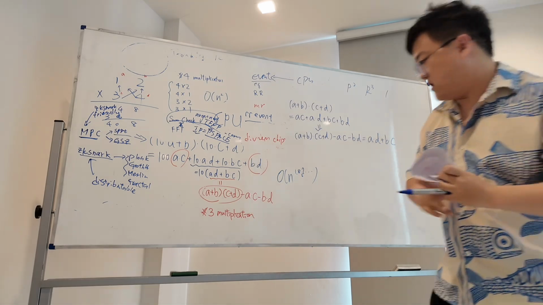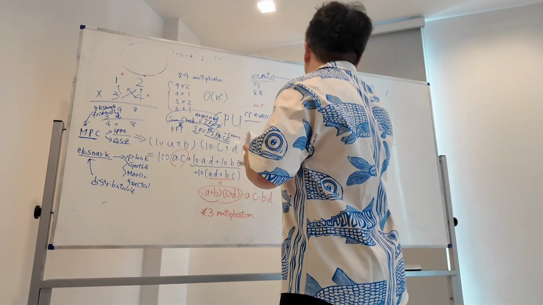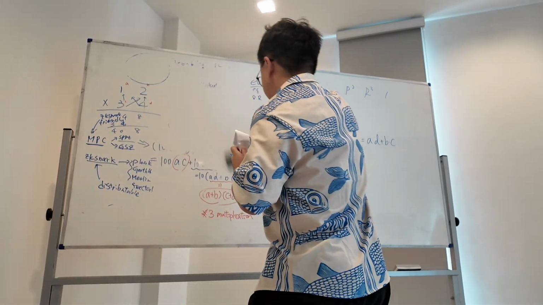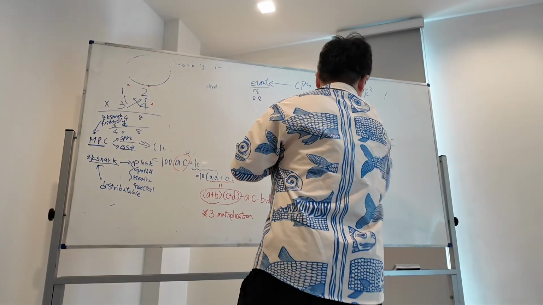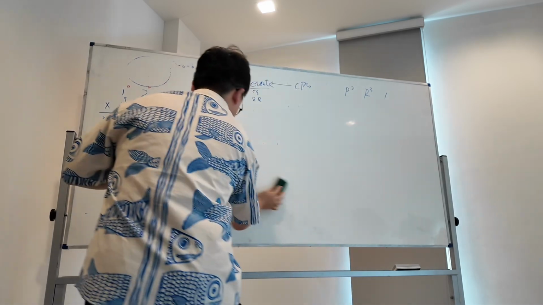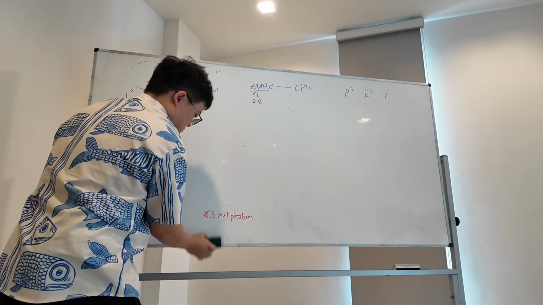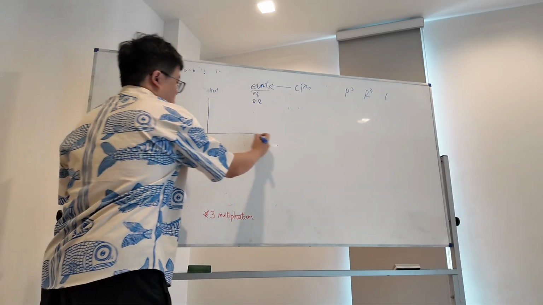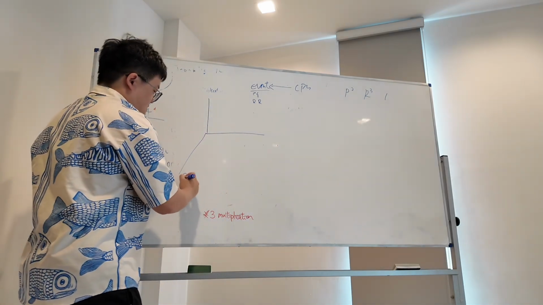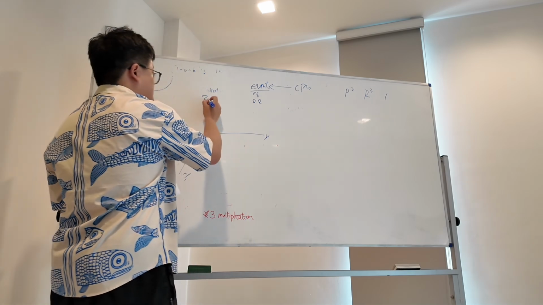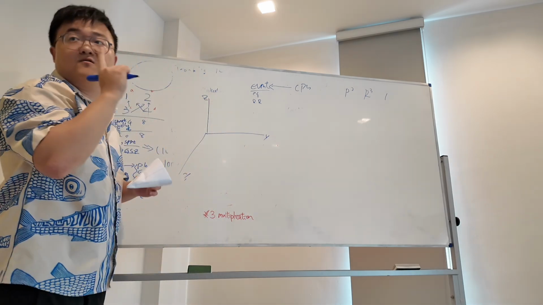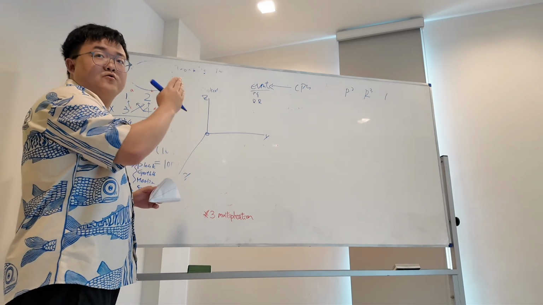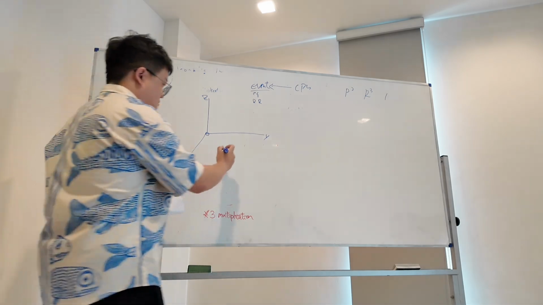So the three-dimensional space x, y, and z. The first difference is we remove the original point. So we remove the 0, 0, 0.